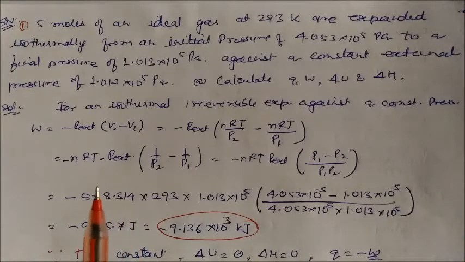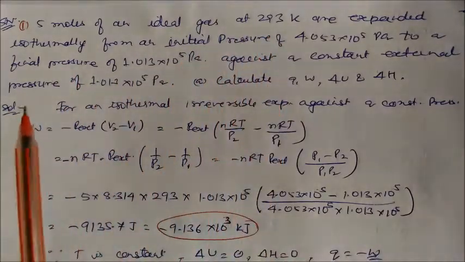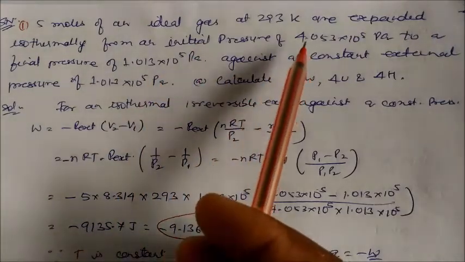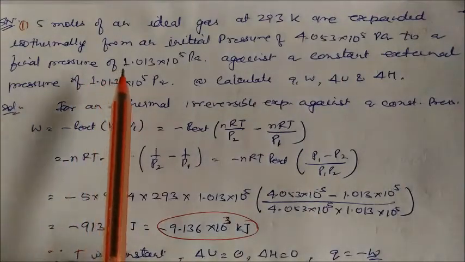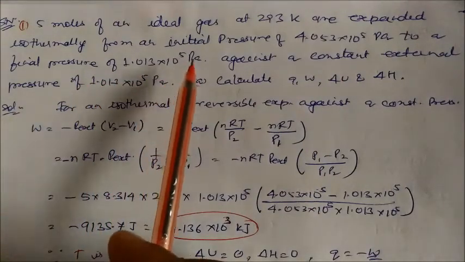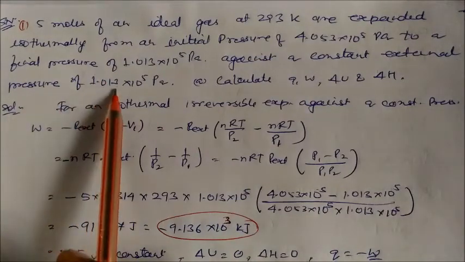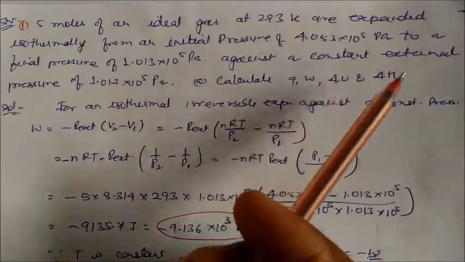So let us see some numericals. 5 moles of an ideal gas at 293 Kelvin are expanded isothermally from an initial pressure of 4.053 into 10 to the power 5 Pascal to a final pressure of 1.013 into 10 to the power 5 Pascal against a constant external pressure of 1.013 into 10 to the power 5 Pascal. Calculate Q, W, delta U and delta H.